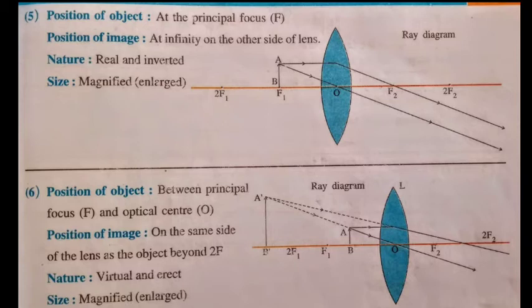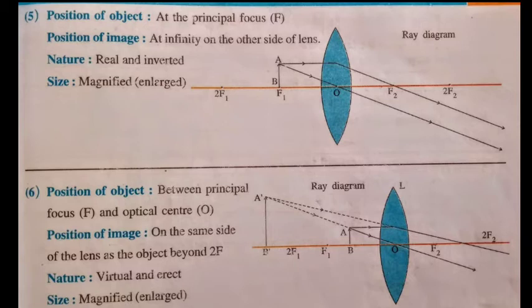is between principal focus and optical center, then the position of the image is on the same side of the lens as the object, beyond 2F. The nature of the image is virtual and erect, and the size of the image is magnified, or the enlarged image. So in this last case, we get the enlarged image when we put the object between optical center and principal focus. We get the enlarged, virtual and erect image, on the same side.